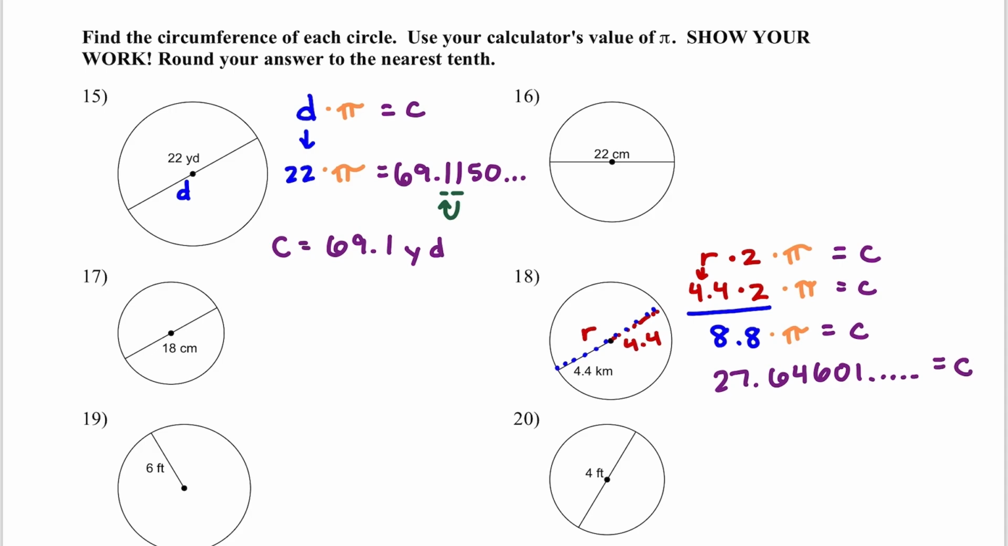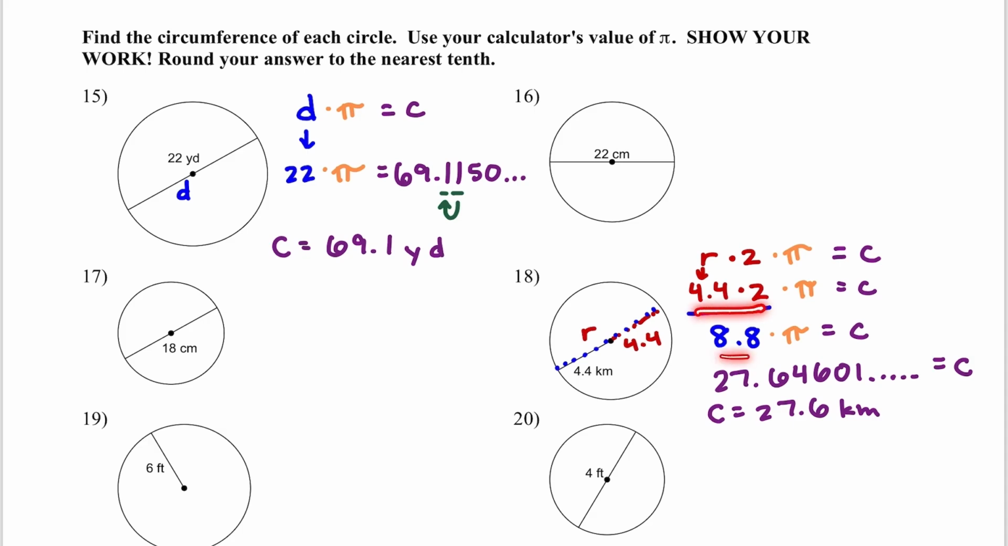And now I need to round to the tenths place. So once again, here is the tenths place. I look at the hundredths place to decide, is that 4 enough to bump the 6 up? And our rules of rounding tell us no. So the circumference on 18 is 27.6, and our units of measure are kilometers, just like they were in the initial measurement, 27.6 kilometers.